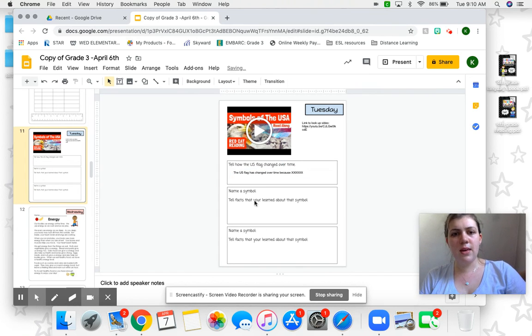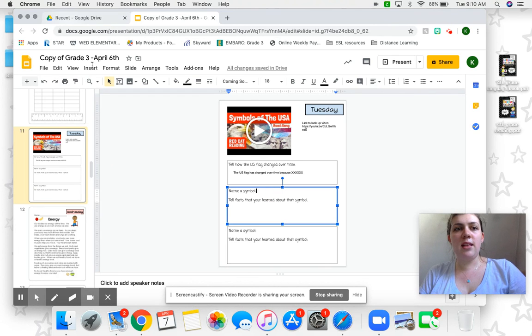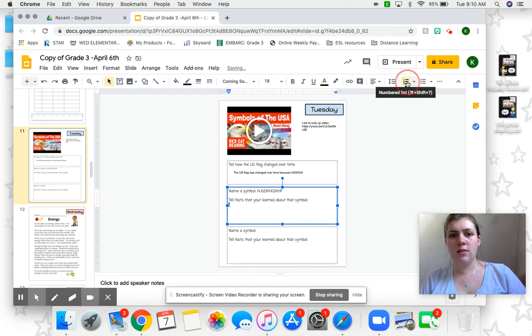Name a symbol. Tell facts that you learned about the symbol. For this one, it's fine to just put the name of the symbol, and then you could just write bullets and tell me facts like that. You don't need to use RACES for this. Same thing on the bottom.